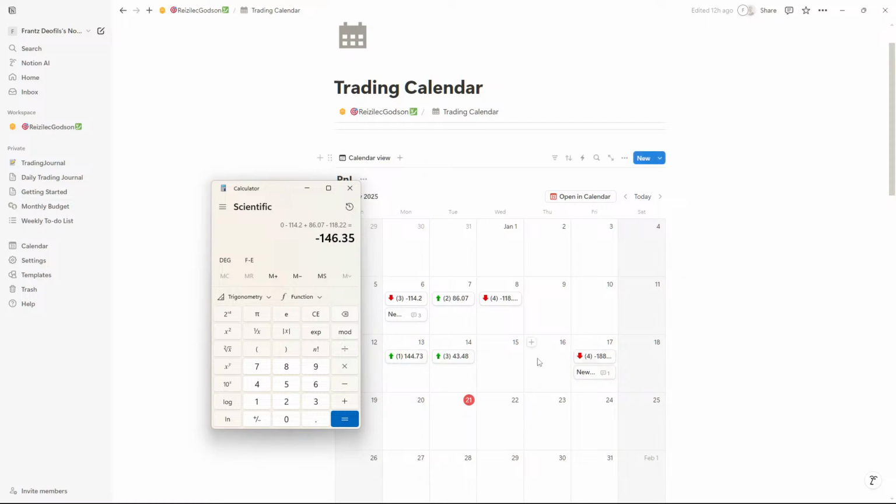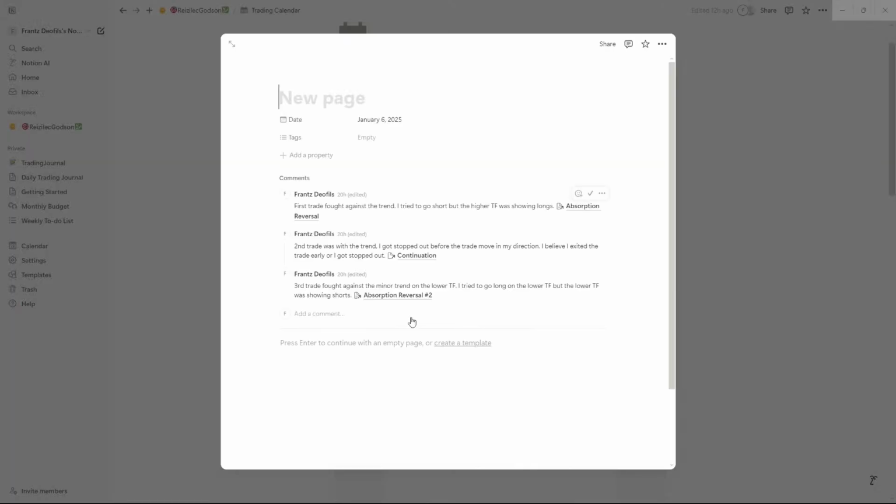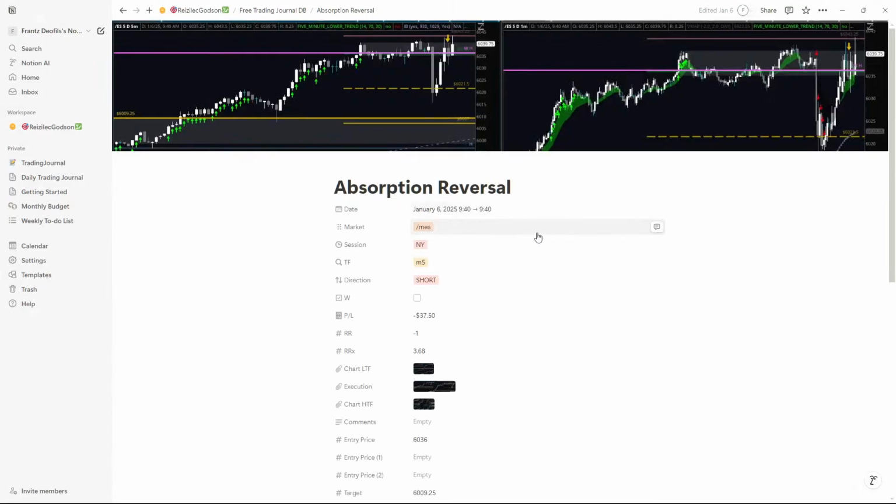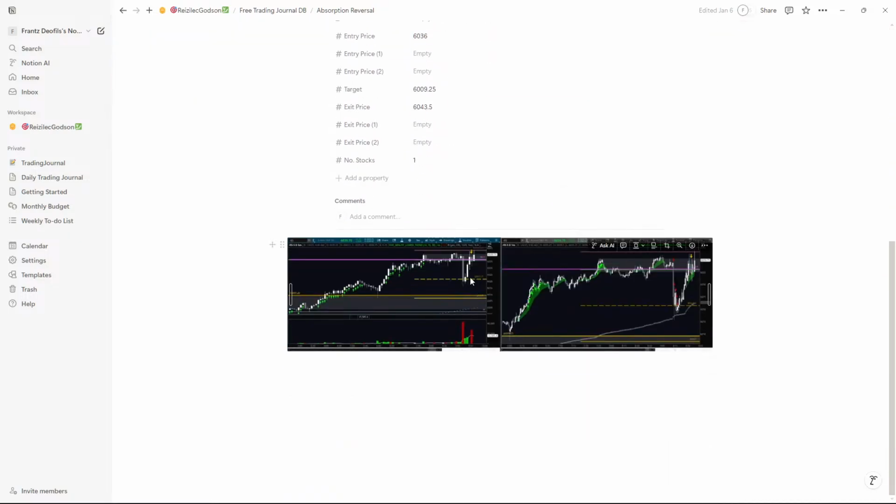Right. So I made a note for these two here. Why were they losses? I need to review this eighth here. Why were they losses? So my first trade, I fought against the trend. I tried to go short, but the higher time frame was showing long. So if I go to the higher time frame, here I don't have the higher time frame charts. I need to put them up.